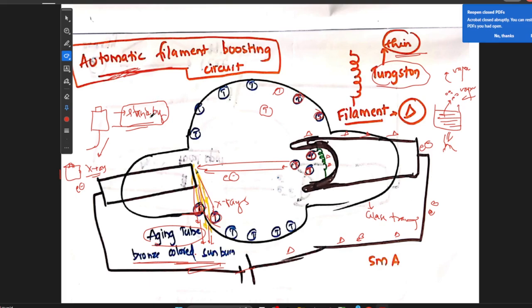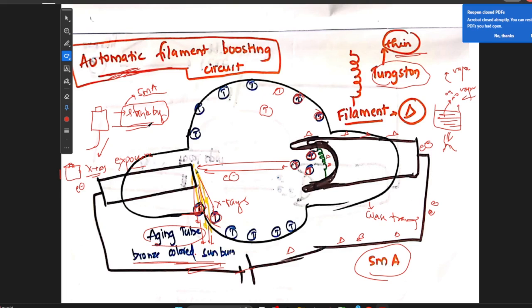This standby current will heat the filament to a low current, around 5 milliamperes. 5 milliamperes is given to the X-ray tube, and it is heated with this 5 milliamperes. This small amount of heating will raise the filament current, and it will help in the actual exposure when it is made. So this process where we keep the standby current is called the automatic film boosting circuit.